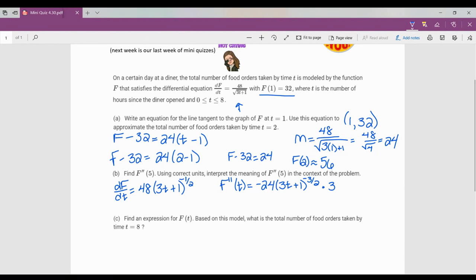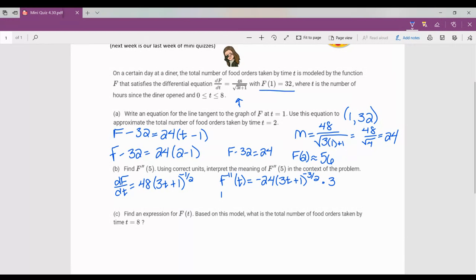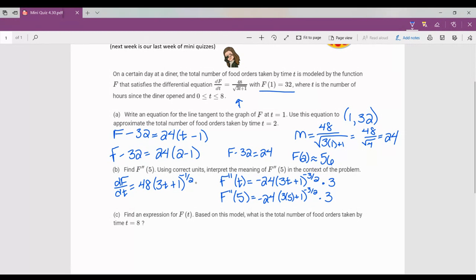All right, so now I plug in 5 for my t, so f double prime of 5 is going to equal negative 24 times 3 times 5 plus 1 to the negative 3/2 times 3. All right, guys, so for AP Calc, I would leave that like that because that's a numeric answer. There's nothing that you need to evaluate further. But just a reminder, if you have a negative exponent, that's going to move it to the denominator, power over root. So this is going to be 15 plus 1, that's 16.